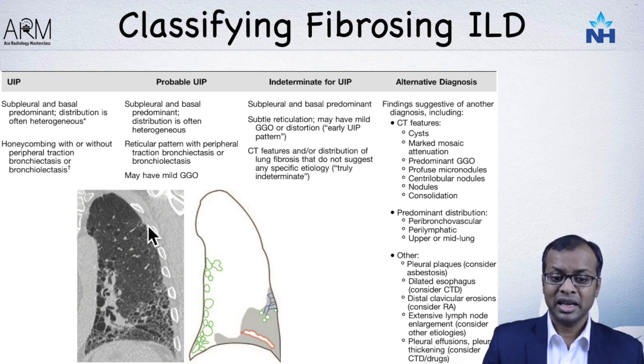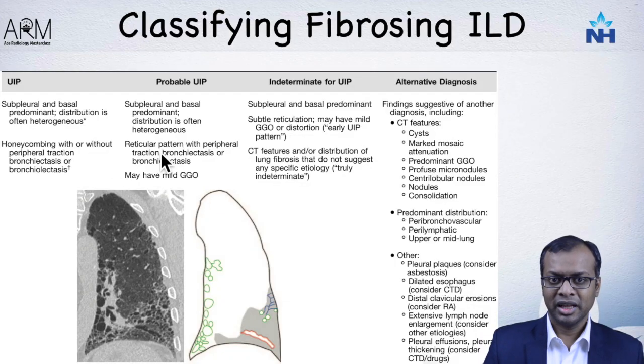If you are seeing subpleural disease, you're seeing reticulation, you're seeing traction bronchiectasis with honeycombing, then it is UIP. Everything I've just said, without honeycombing, in the absence of honeycombing, becomes probable UIP.